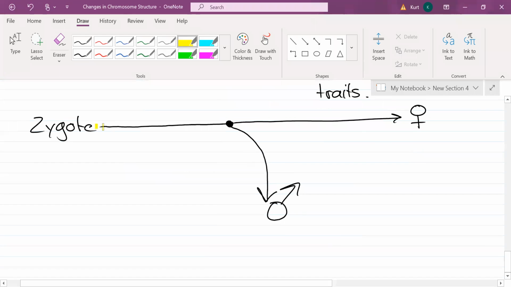So we all develop the same up to a point. If you develop as a boy, your SRY gene turned on. If you developed as a girl, you don't even have an SRY gene, you're going to continue developing as a girl.